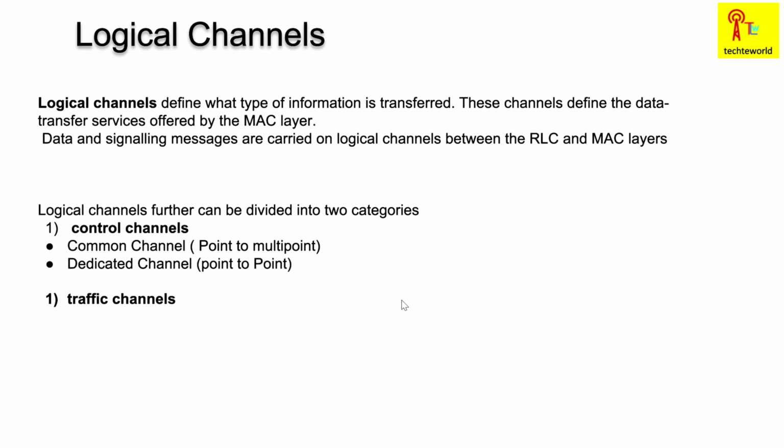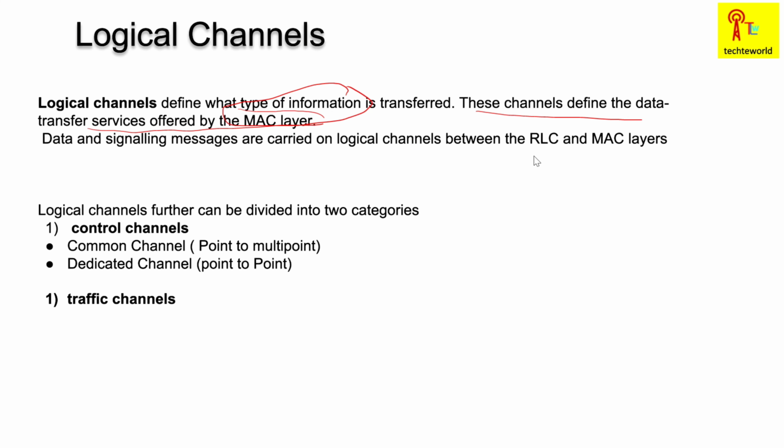Now we'll be discussing each channel in a detailed manner. The first channel we'll be discussing is the logical channel. Logical channel basically defines what type of information we are transferring. These channels define the data transfer services offered by the MAC layer. So whatever data transfer services are offered by the MAC layer are actually provided by the logical channel.